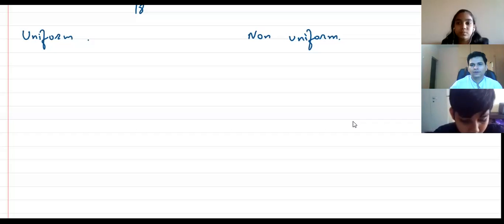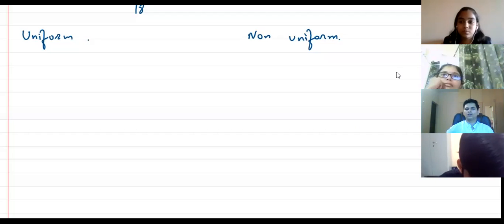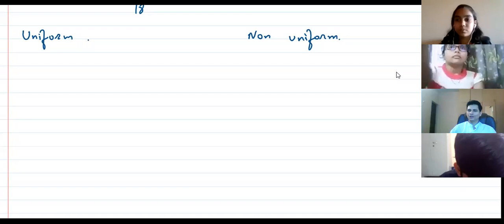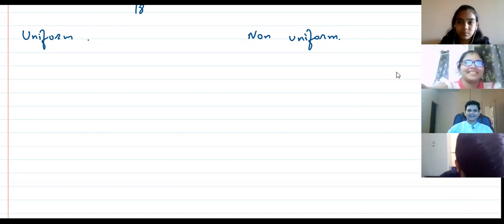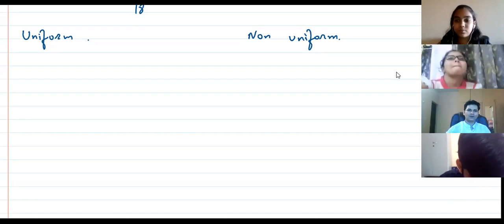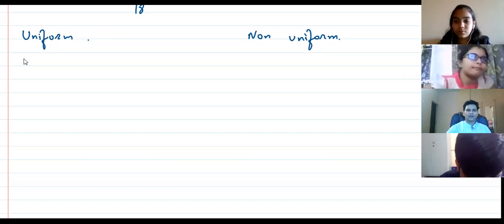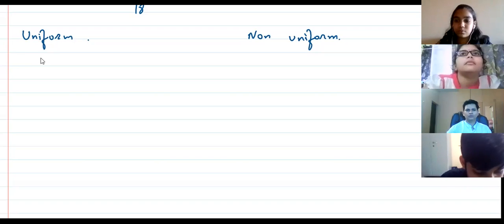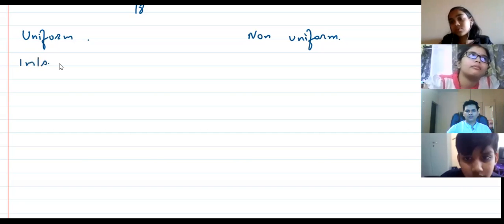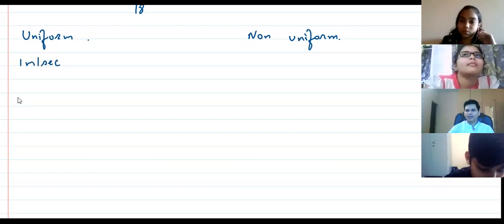Now let's think about it. What's the meaning of uniform and non-uniform? It's not your school uniform, okay? Suppose I started walking from my home to the shopping complex, and my speed is 1 meter per second. And throughout the journey, my speed is 1 meter per second only.